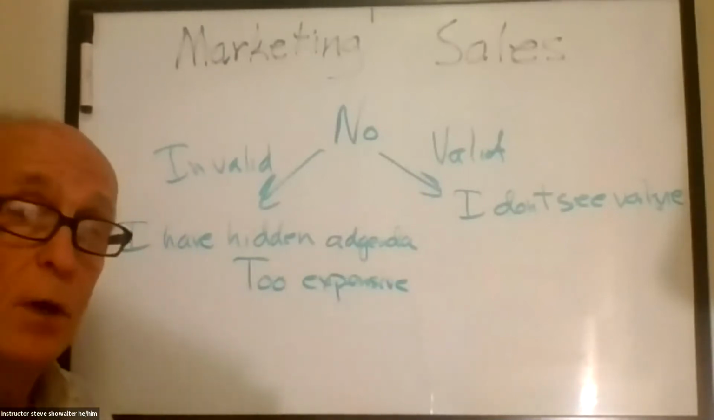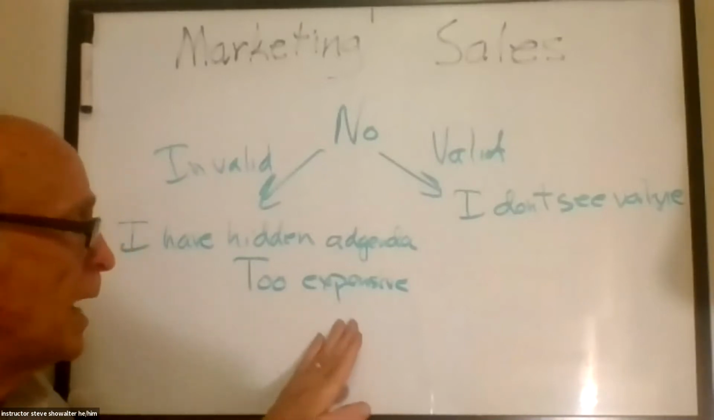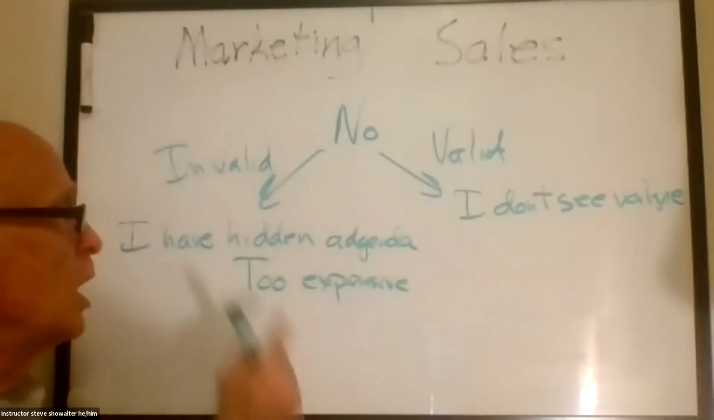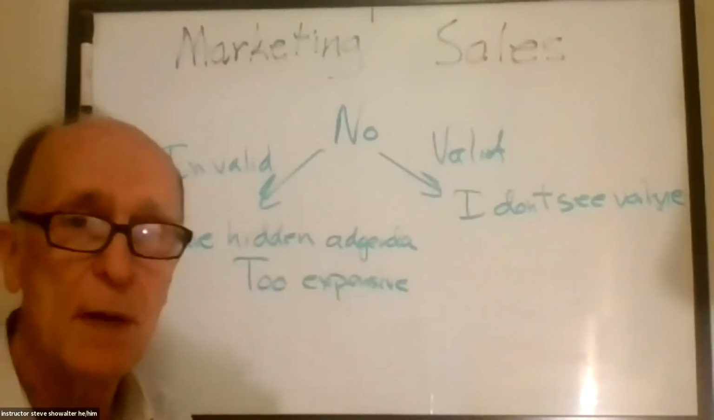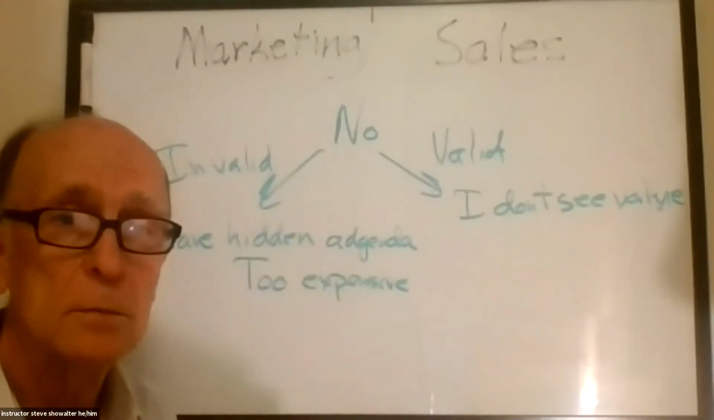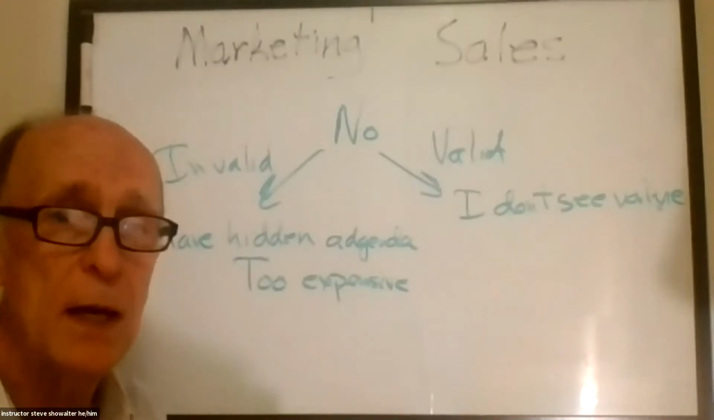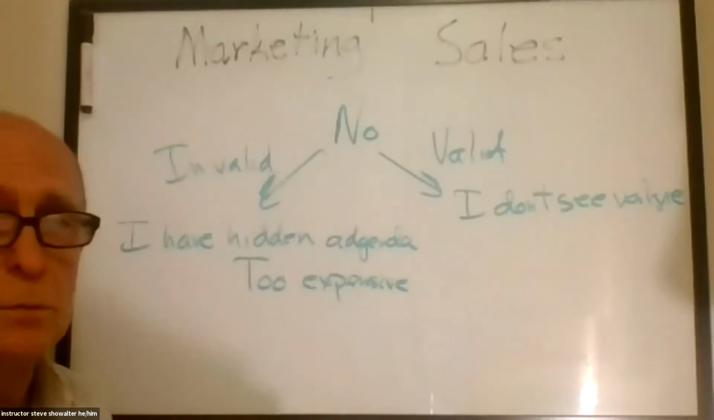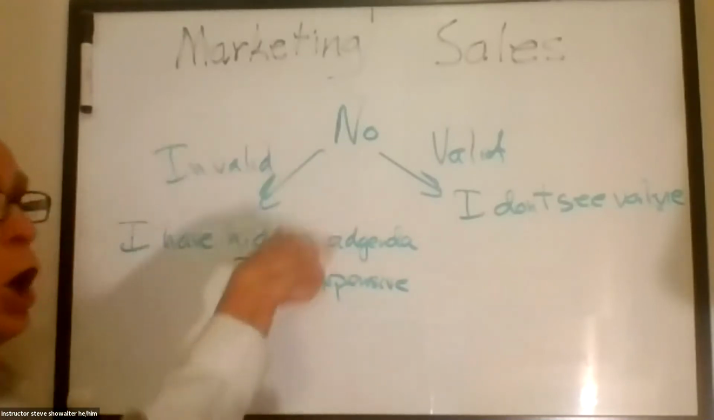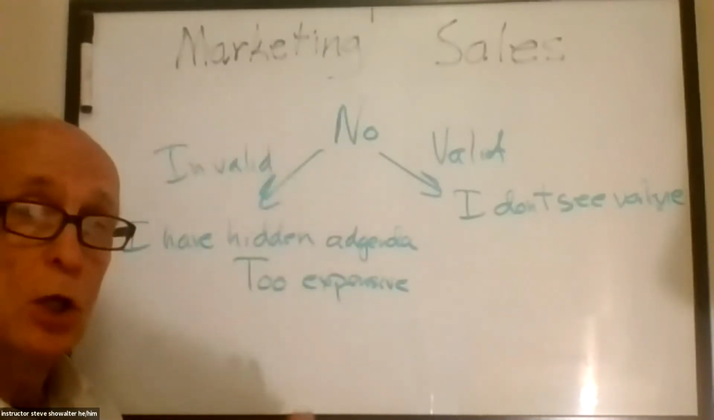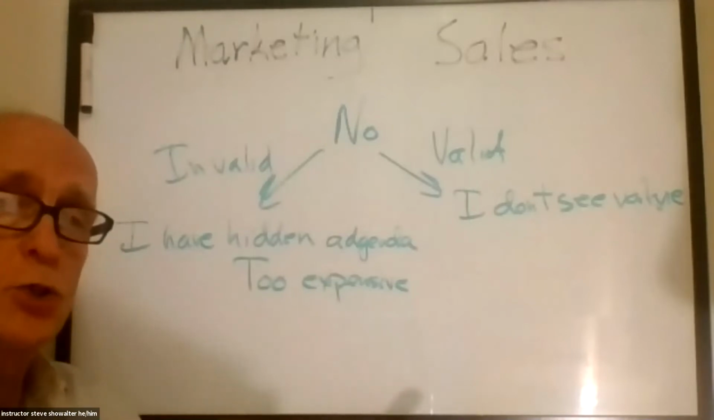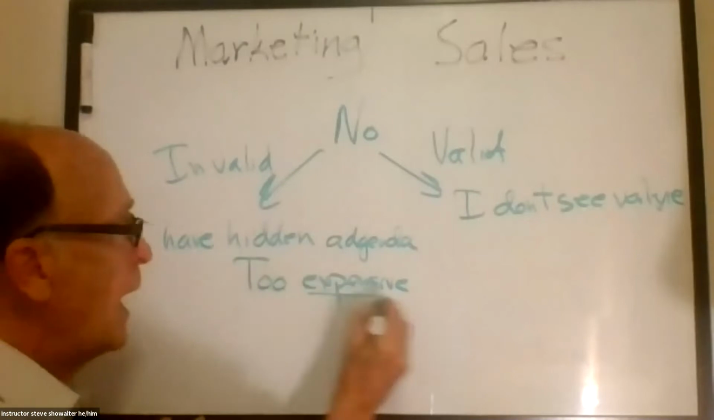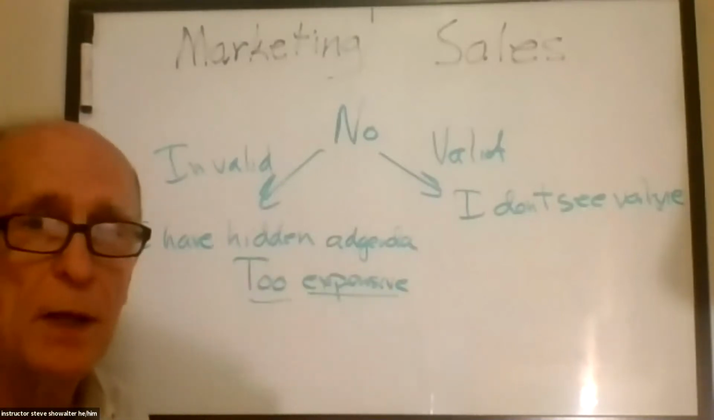Too expensive means that I don't believe my hidden agenda, my mind has said, I'm not supposed to pay that amount of money for that product. That's too much money to pay. In this case, the question, hopefully you can go to a point that you understand with your customer, is what is the value? How much should somebody pay for that?